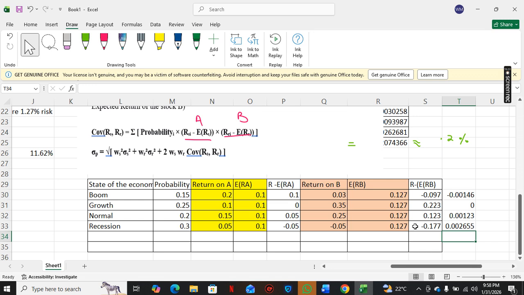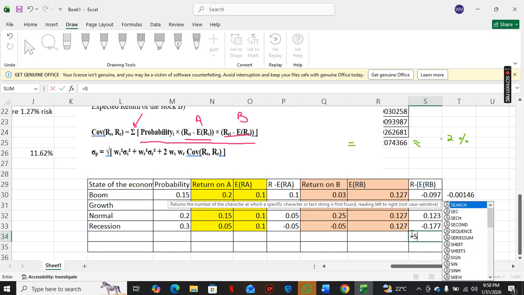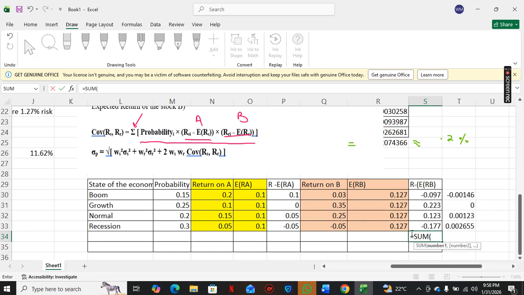Okay. So that's what we've done here. We multiply the probabilities by each deviation. Then the last thing you do, you need to add. That's why this sigma is there, you need to add. Okay. 0.072, okay, which is like 7.2%.